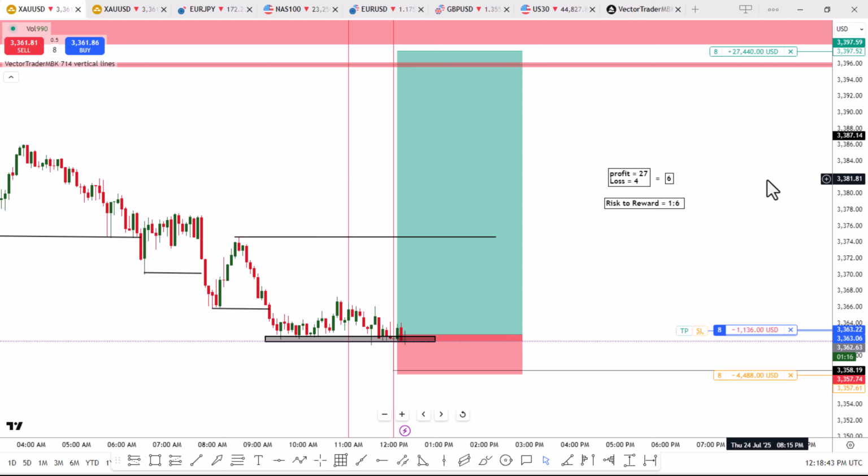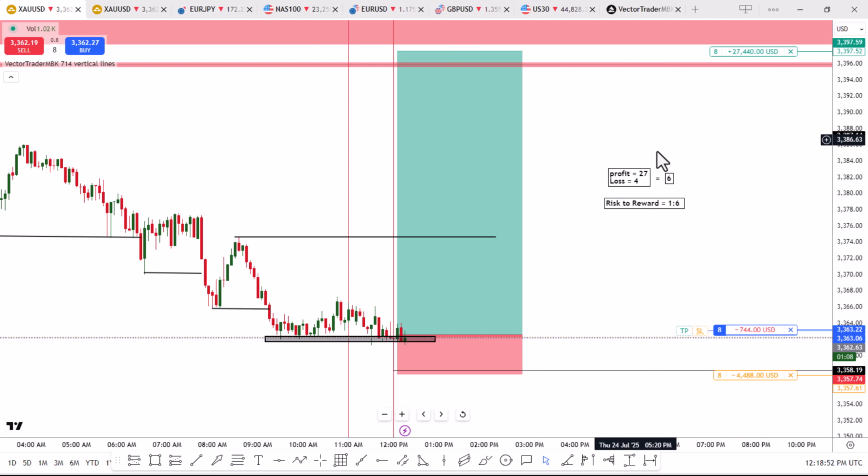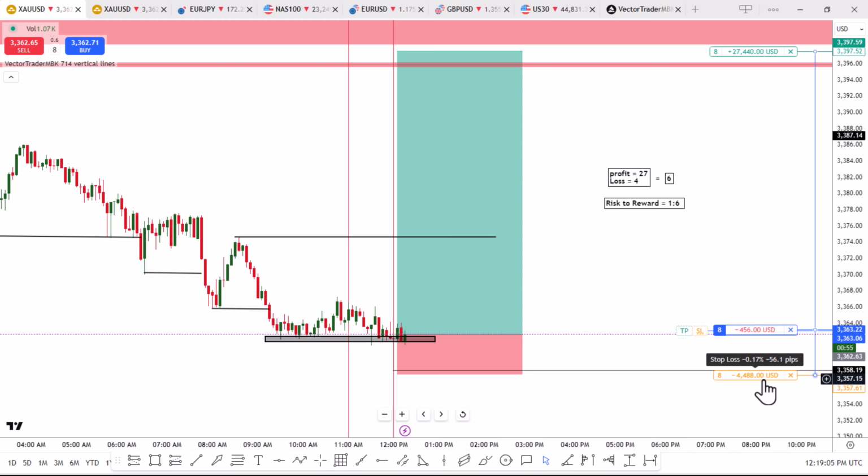Now all you need to do is just the math, and it's very, very simple. 27 divided by 4 is 6 point something, I think, so it's just going to be 6 times. That tells me that yes, I'm willing to risk 4, but to make 6 times of that 4 that I'm willing to risk. You understand the concept? Very, very simple. So on this trade, the risk to reward is 1 to 6.